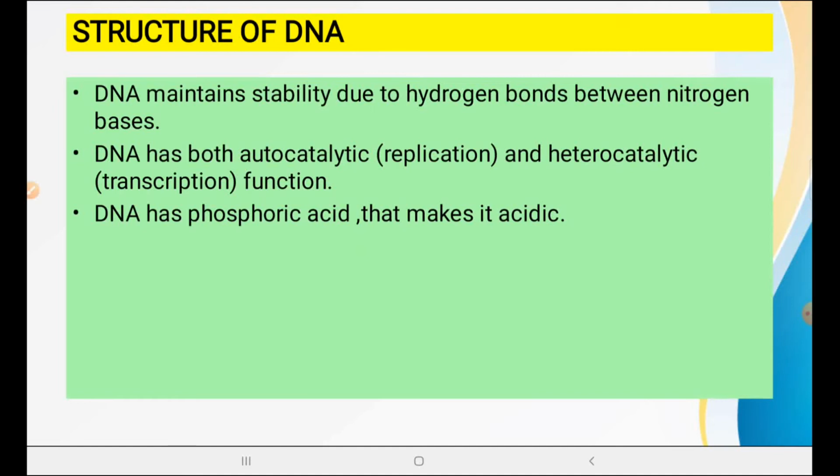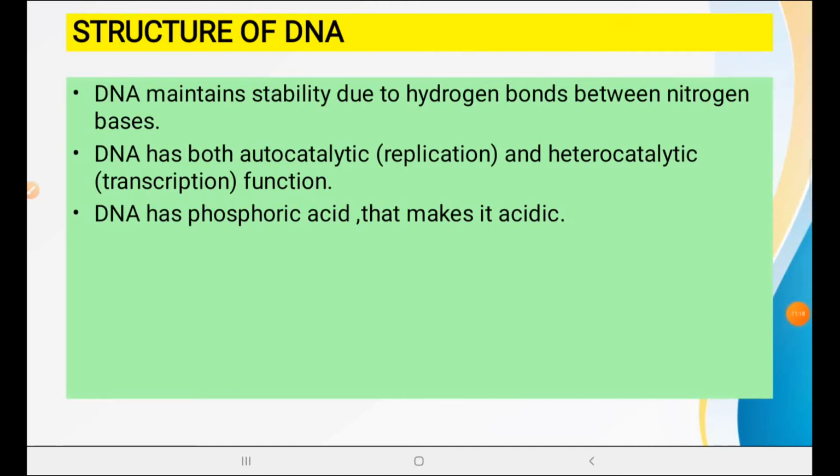Got it? And DNA is both autocatalytic as well as heterocatalytic in nature. So what is that autocatalytic nature? That means it is able to produce itself. It is able to replicate itself. Another copy can be formed from it. At the same time, it can synthesize RNA from it. So it is autocatalytic in function as well as heterocatalytic in function. It undergoes both replication as well as transcription. Got it? And you know that DNA has phosphoric acid in it, which makes it acidic in nature.